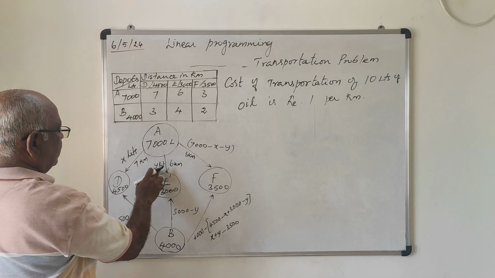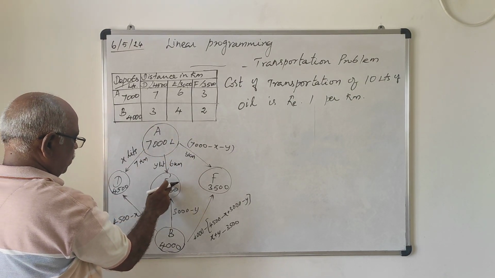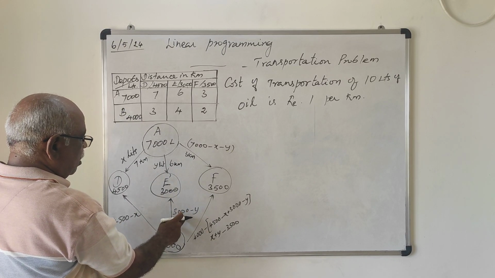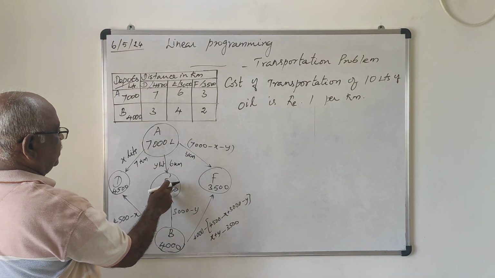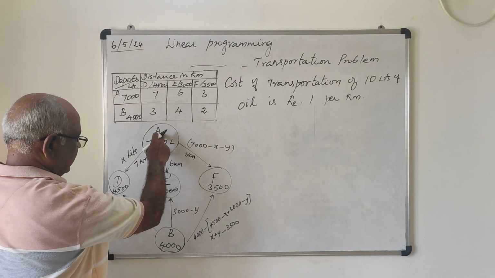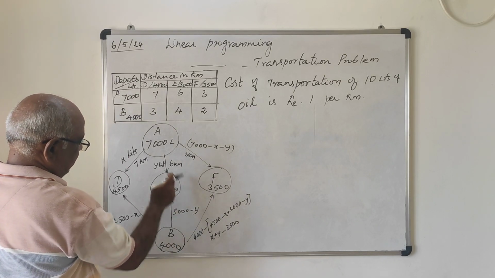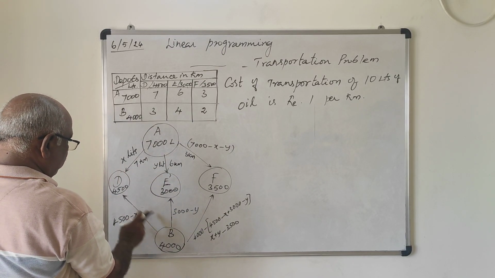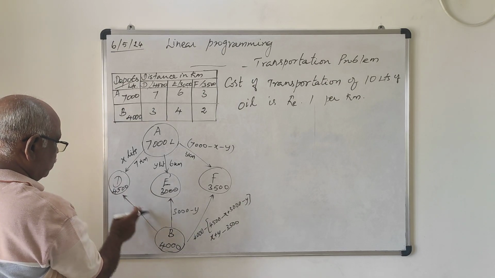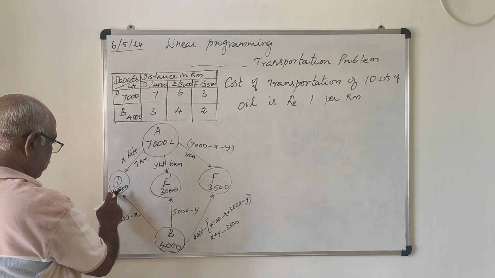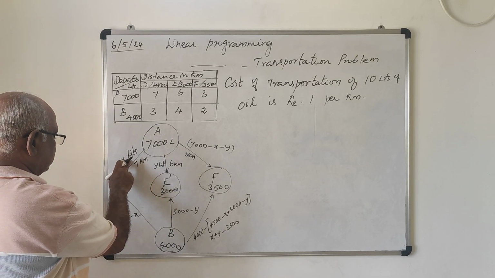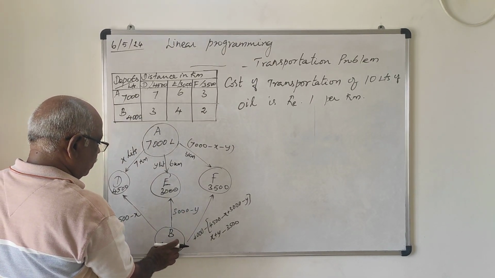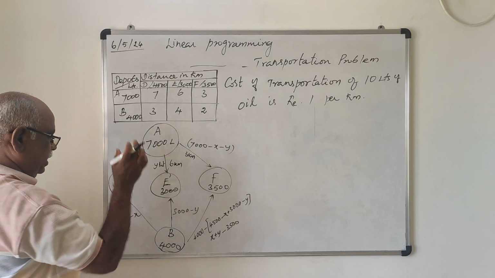Similarly, Y liters of oil transported from the depot A to the pumping station E. Therefore, the remaining 3,000 minus Y liters of oil is transported from the depot B to the pumping station E. Since Y liters is transported from A, the remaining 3,000 minus Y is transported from B. Similarly, X liters of oil is transported from A to the depot D. From the depot B, 4,500 minus X liters of oil is transported because the capacity of the pumping station D is 4,500. 4,500 minus X liters are transported from depot B to the pumping station D. Similarly, 3,000 minus Y liters of oil transported from depot B to the pumping station E.